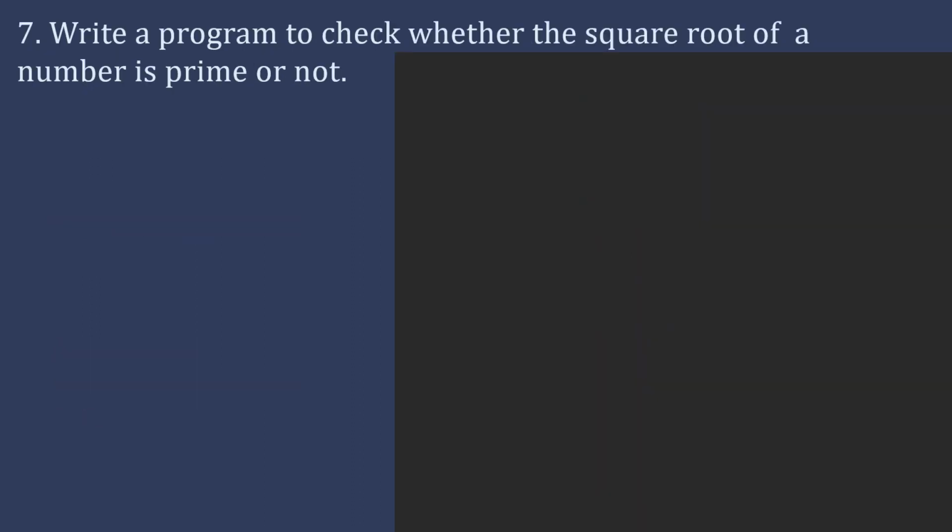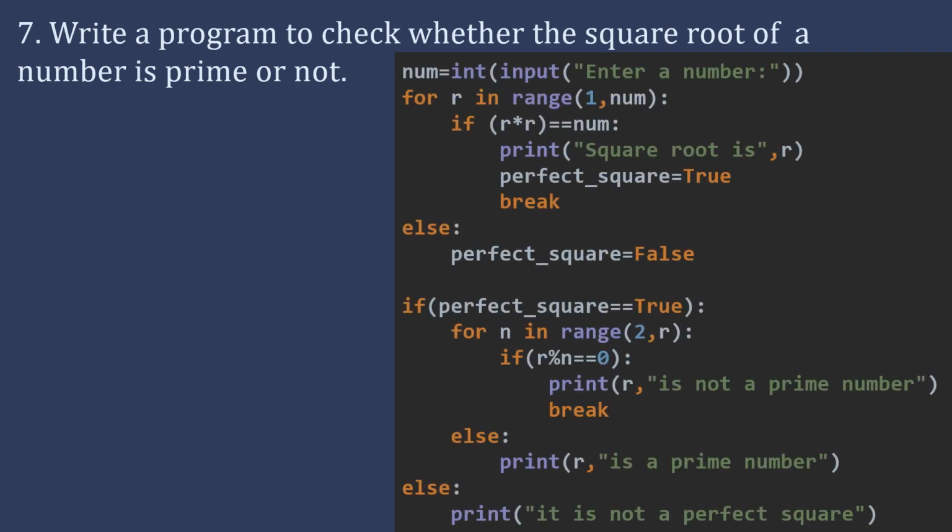Now write a program to check whether the square root of a number is a prime number or not. So this question has two parts. First of all, we have to check whether the number is a perfect square or not. If it is a perfect square, then only it will have a square root. Then once we get the square root, we have to check whether the square root is a prime number or not. So we will do it in two parts. We will accept the number and store it in a variable, let's say num.